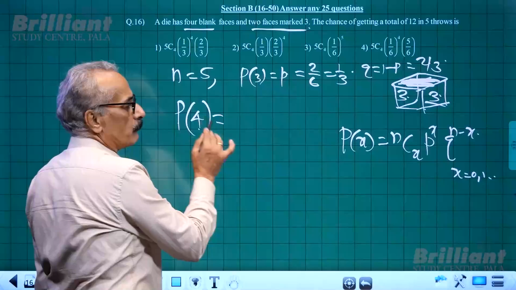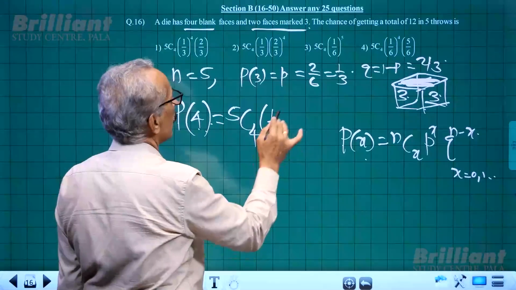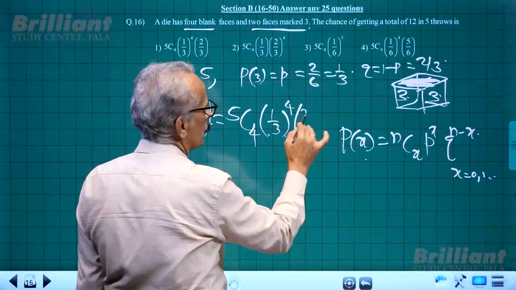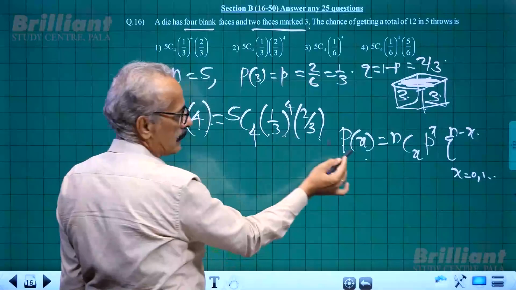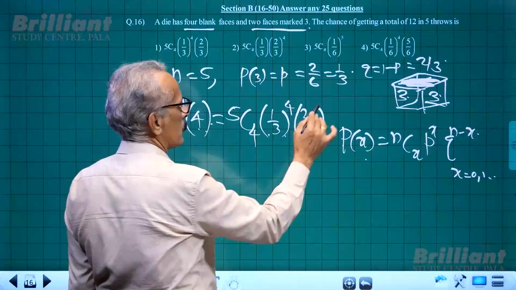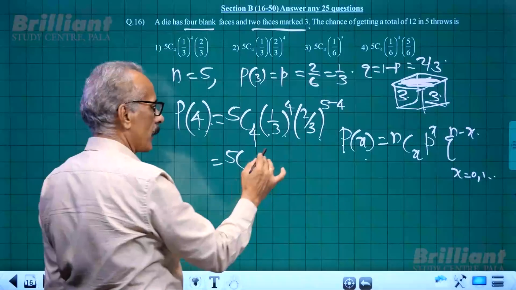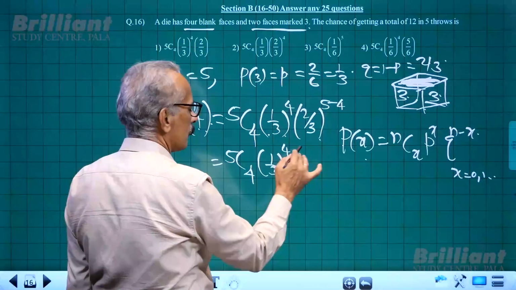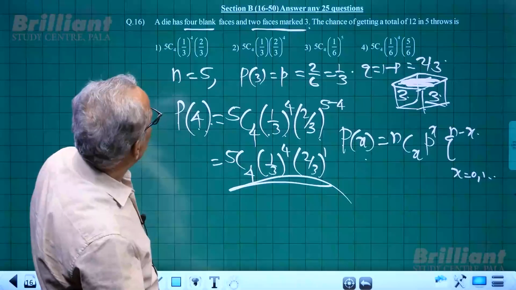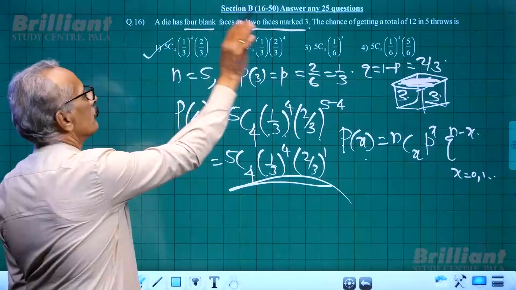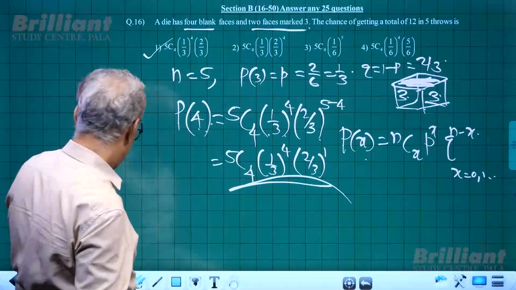So what is P4? Put x equal to 4: 5C4 into 1 by 3 raised to 4 into 2 by 3 raised to 5 minus 4, that is 1. So this is 5C4, or 5C1 you can write, into 1 by 3 the whole raised to 4 into 2 by 3 the whole raised to 1. Your answer is 5C4 into 1 by 3 raised to 4 into 2 by 3, which is equal to this. Okay, on to the next.